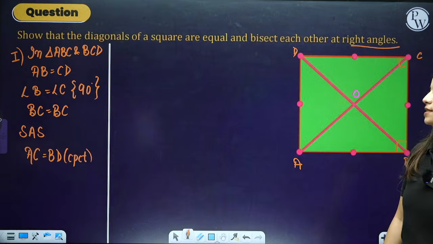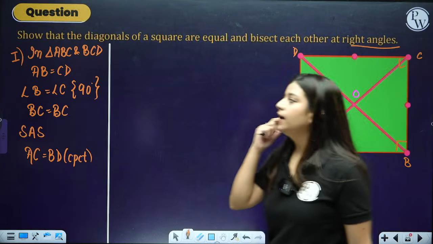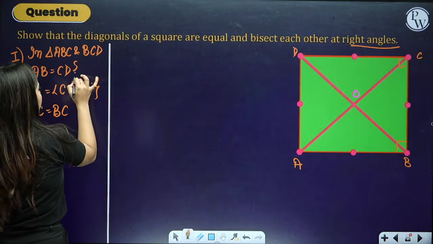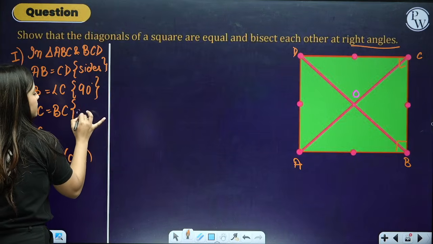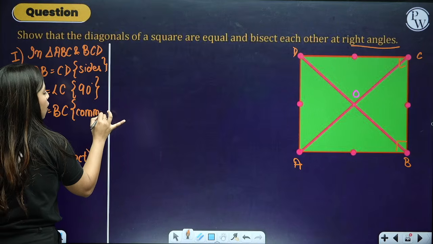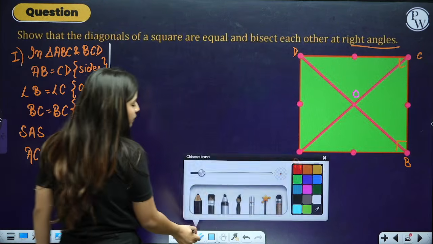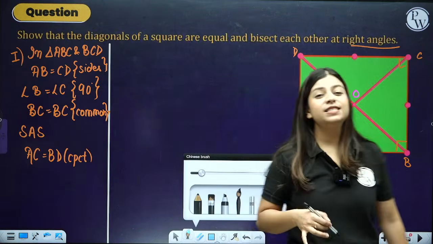I hope this thing is clear to everyone. How did we do that? AB is equal to CD. Why? Because they are sides of the square. BC equals BC. Why, bacha? Because it is common. Now, the next thing that we have to prove is that the diagonals bisect each other.